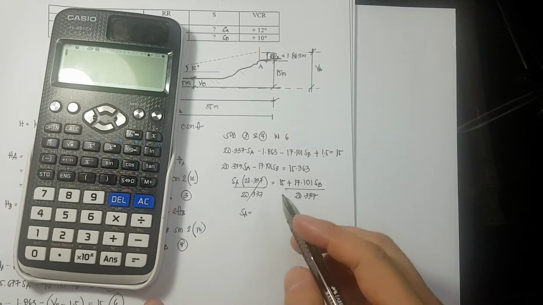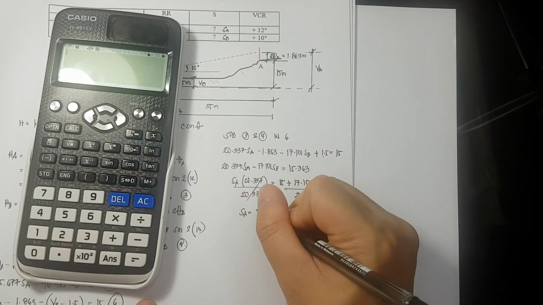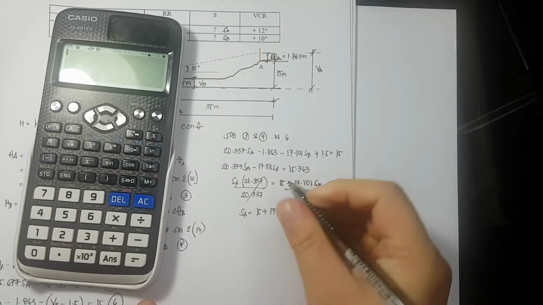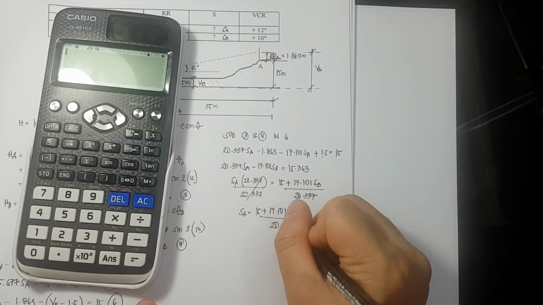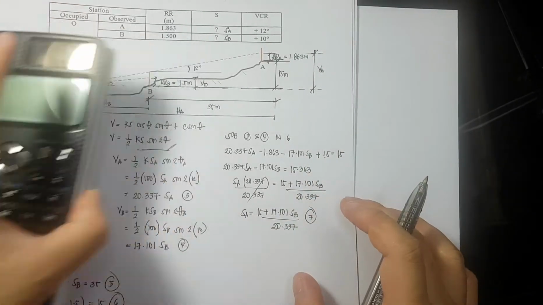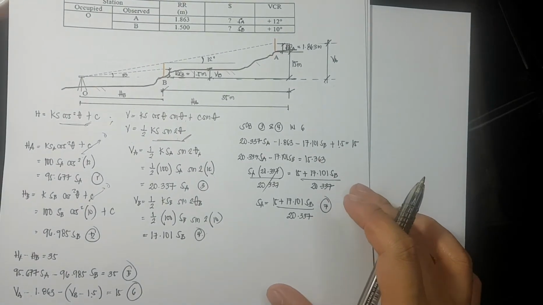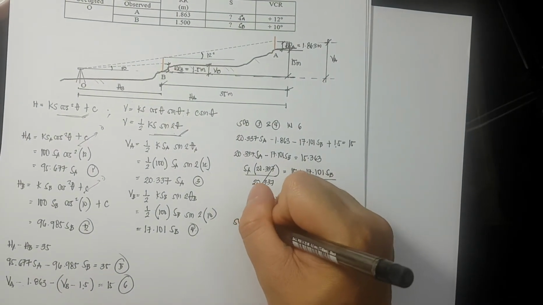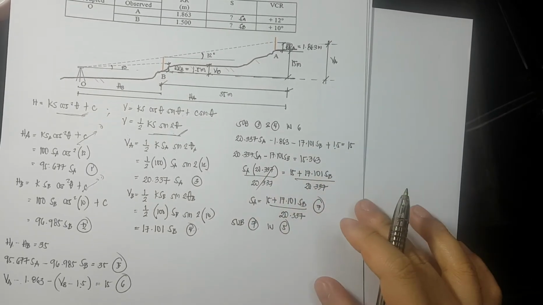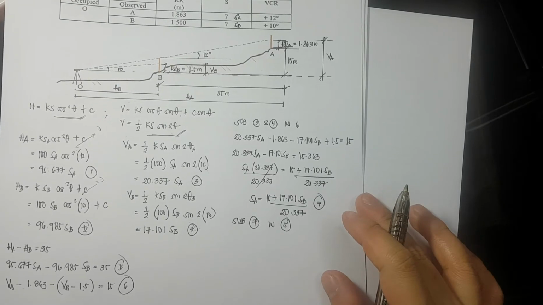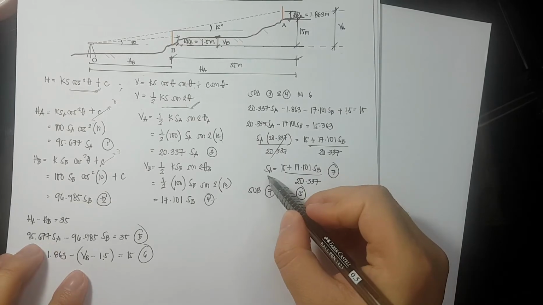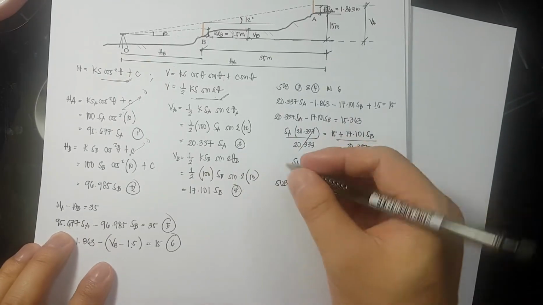This will now be our equation number 7. So we have 15 plus 17.101 SB over 20.337. This is now my equation number 7. So what I'm going to do is substitute 7 in equation number 5. Okay? So this is equation number 5, that is in terms of SA.